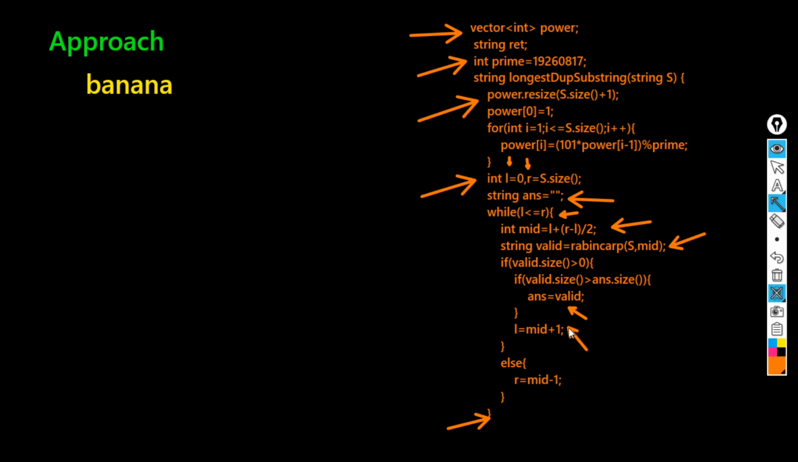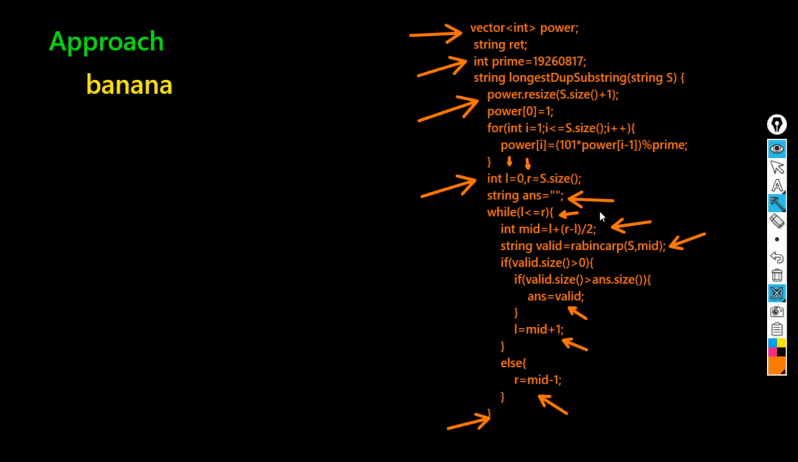Then we will do the standard binary search part, where we increase the left by mid plus 1, and if we do not find any such value, then we will decrement our highest value.